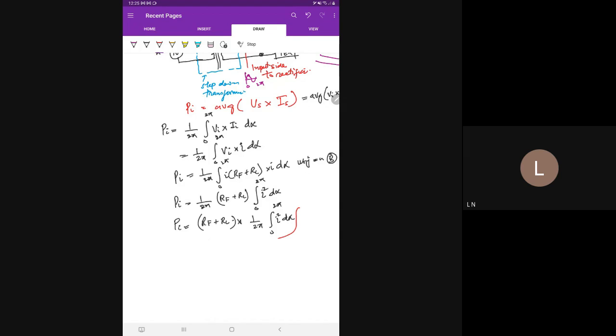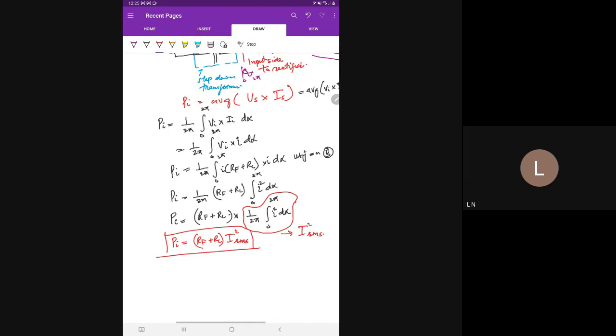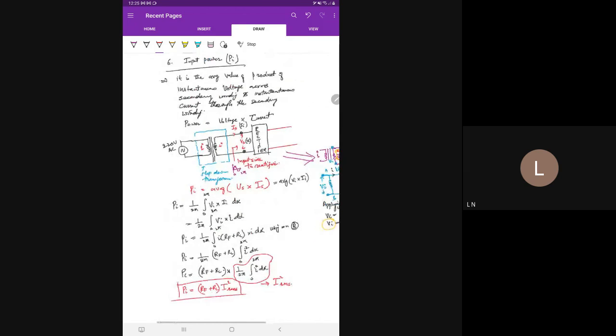Now see, we have already explained this term in our previous parameters, that this term will boil down to I square Rms. So input power of half-wave rectifier is equal to Rf plus RL into I square Rms. This is the input power of the rectifier, or input power to the rectifier.